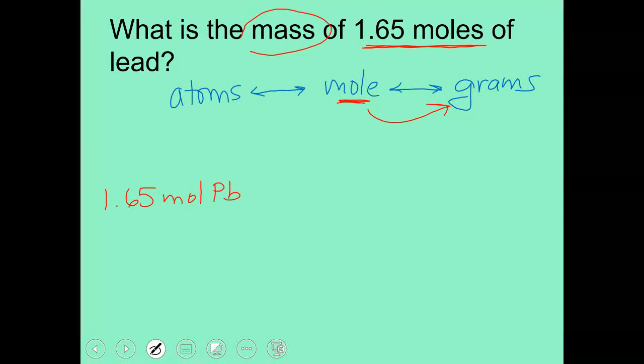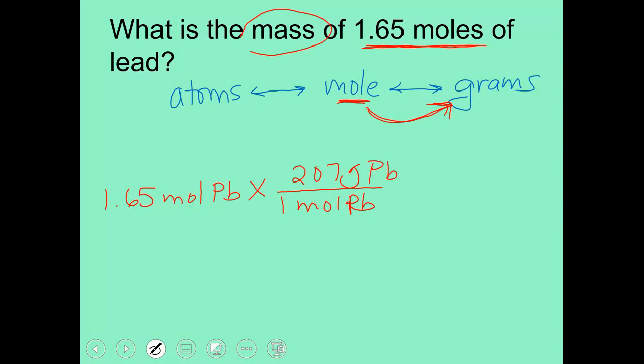We don't need anything to do with Avogadro's number in this problem. We don't have to convert it into atoms. We don't have to convert atoms to moles. We're at moles, and we know how to convert from moles to grams directly. We know that a mole of lead is 207 grams. Where did I get that number?